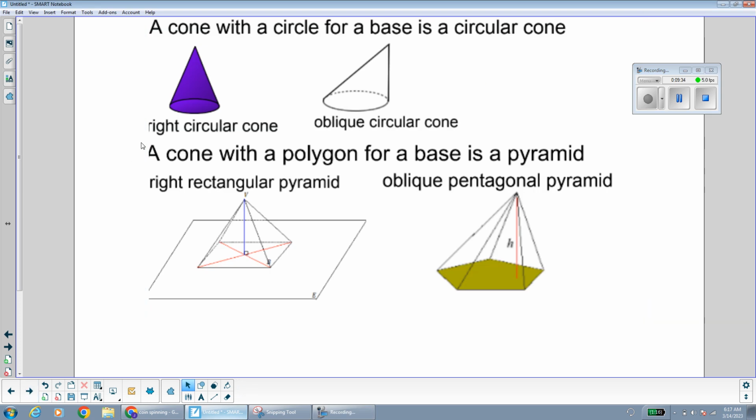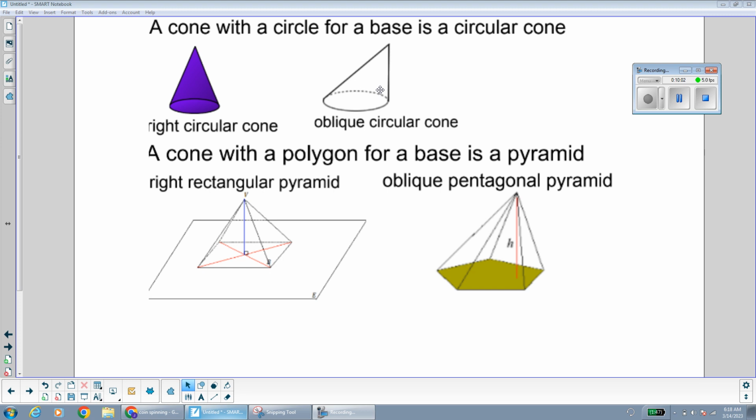So a cone that has a circle base is called a circular cone. Here we have a right circular cone, and we have an oblique circular cone. Once again, the difference between a right circular cone and an oblique circular cone is that when you draw a line down from the point, it makes right angles. In the oblique one, when you draw a line down from the point at the top, it does not make right angles.